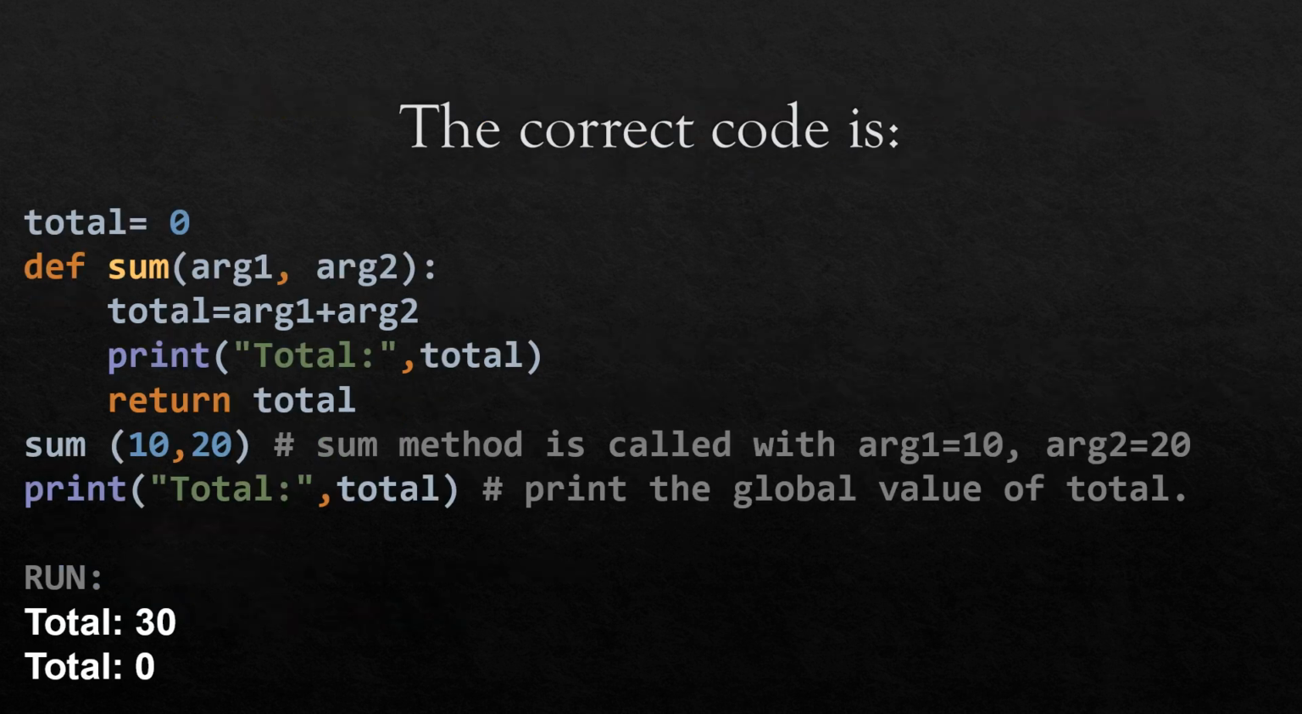The correct code is like this. The function is defined, def sum with a colon over there. Now the function body is there with an indentation. Now the function is called, sum with the values 10 and 20, and it is printed. So this is the correct code, and the corresponding output will be total is equal to 30 and total is equal to 0, because the second total is accessing the global value of the total.